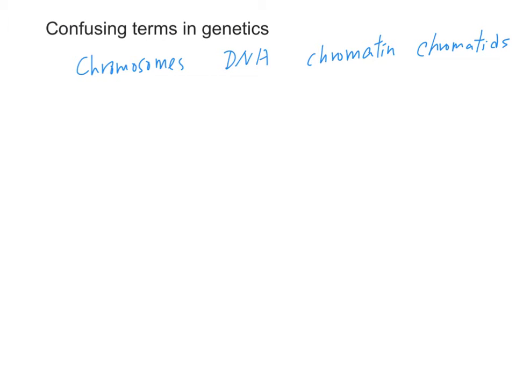Now let's try to understand all these confusing terms in genetics. The first thing I want to talk about is the DNA. DNA is a type of chemical. So like proteins or carbohydrates, it's a type of chemical.